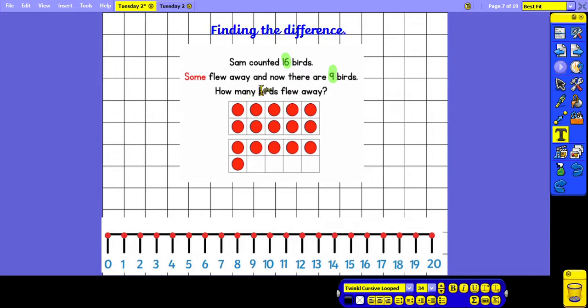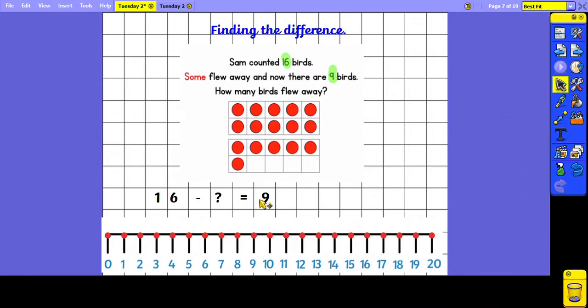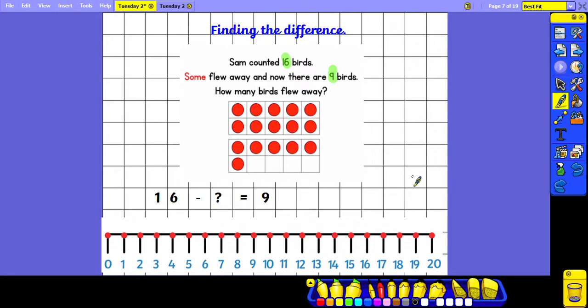There were 16 birds to begin with. Some of them flew away, but we don't know how many. But what we do know is that there were 9 left. So 16 take away something equals 9. To find out what this number is, we have to do something called finding the difference. And what we are doing there is finding the difference between 16 and 9. And we can use the number line to help us do this.